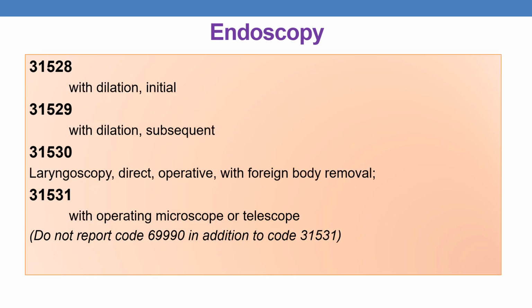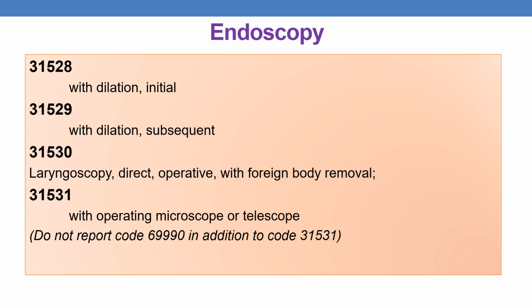The next CPT is 31528. Laryngoscopy direct with dilation initial. The next is 31529. It deals with laryngoscopy direct with dilation subsequent. The next is 31530. It deals with laryngoscopy direct operative with foreign body removal.